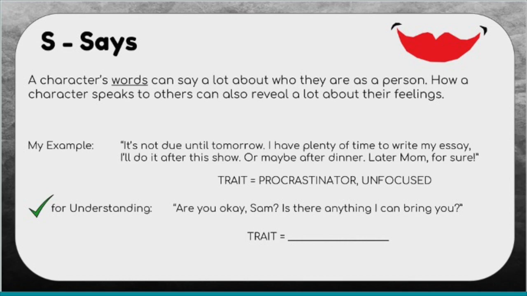Later, Mom, for sure. By listening to what this character is saying, I can tell that they have an assignment due and they know it's due tomorrow. But what they're telling their mom is that they have plenty of time to get it done. Telling mom, like, don't worry, I'll get it. Maybe after the show or maybe after dinner. I promise I'll do it. So what the character is doing is procrastinating. They're putting off what they could do now for later. They're not focused on what they need to get done.